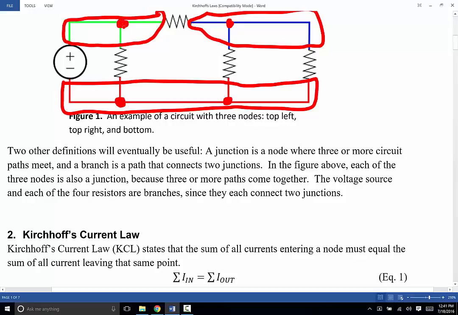But notice that the junction is just a single point, that the entire node can extend much further than that. And you could also identify, for example, a corner as just being a node where only two circuit paths meet. One other thing to remember is that the voltage source and each of the 4 resistors are called branches. And a branch is just simply a path that connects 2 junctions together. And so you can see that there are branches and there are junctions in the circuit above.